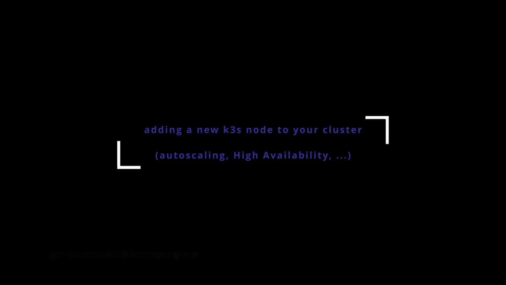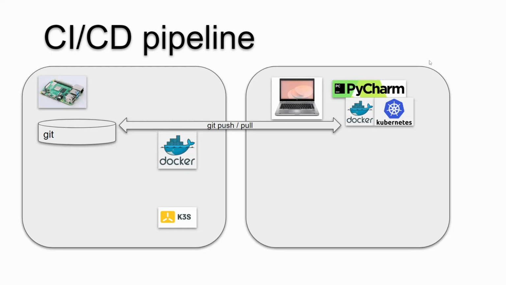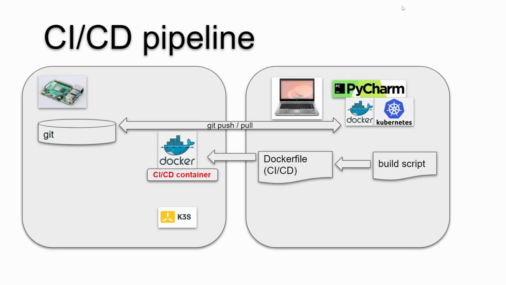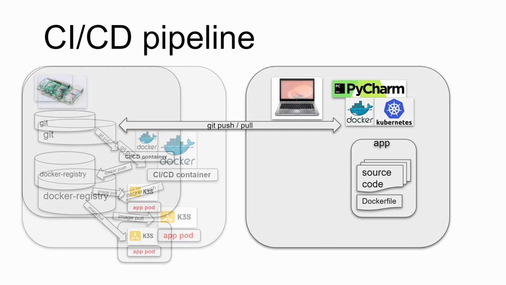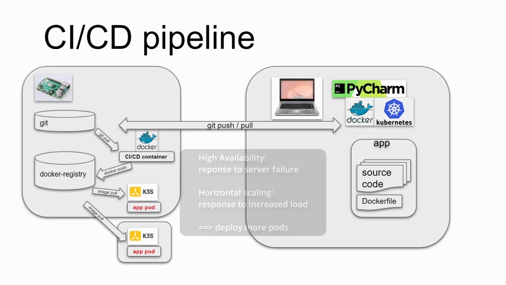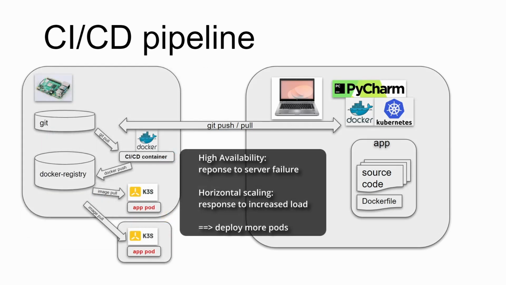Hello! In this video, we will add a new node to our k3s cluster. In the previous videos, we prepared a simple Kubernetes environment and deployed a container which runs our CI/CD pipeline with the help of a build script. Finally, it deploys our application to Kubernetes. That's a really simple setup, so let's use it as a starting point and make it a bit more enterprise.